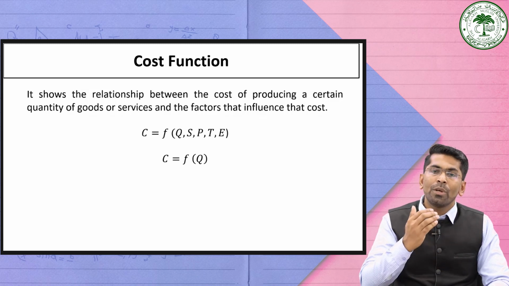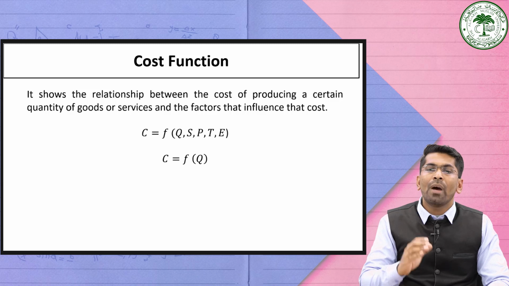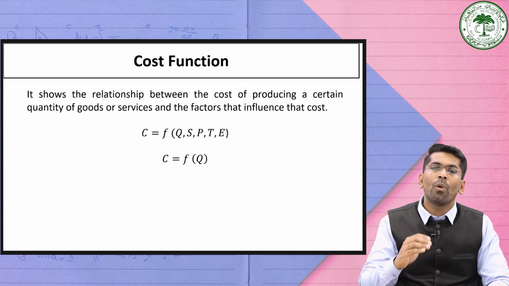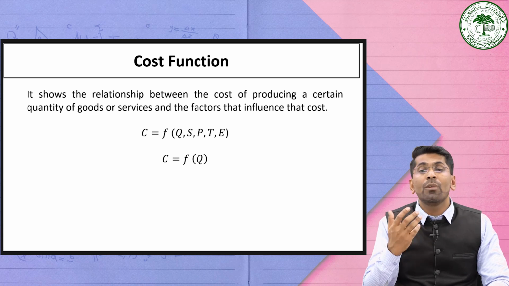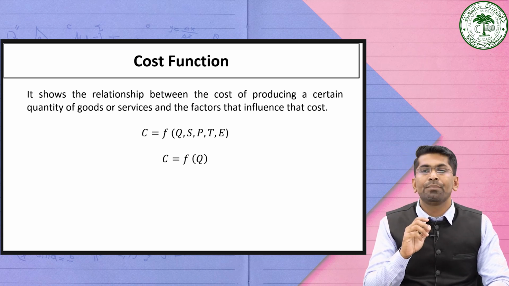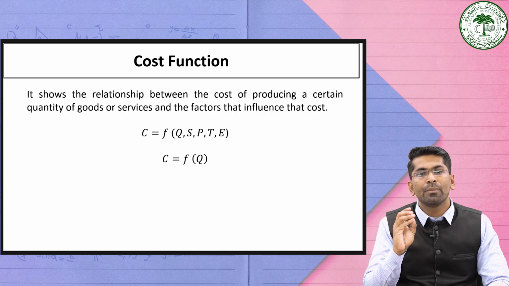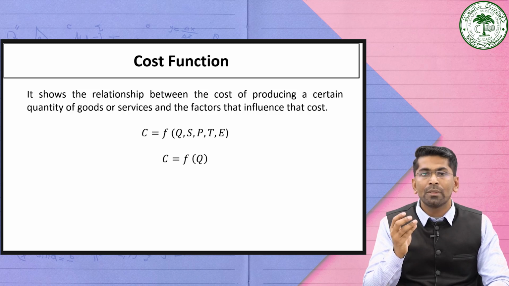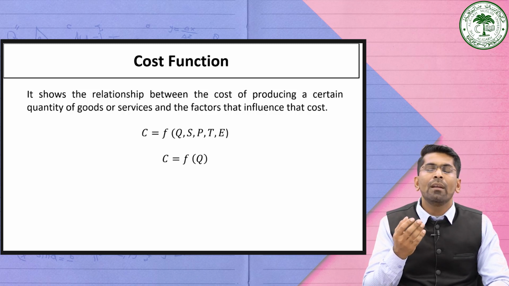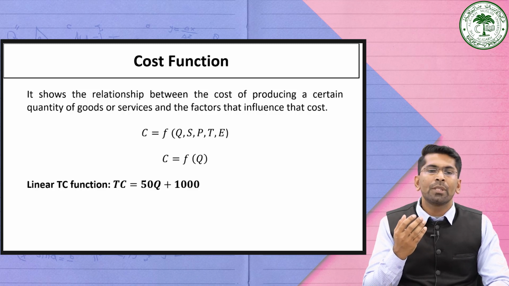And thus the cost function refers to the functional relationship between cost and output. The total cost of producing goods can be analyzed into two parts: one is fixed cost and another one is variable cost. Fixed cost is independent of the output which you are going to produce, and variable cost varies along with change in output. We are going to show a simple linear total cost function which will look like this.